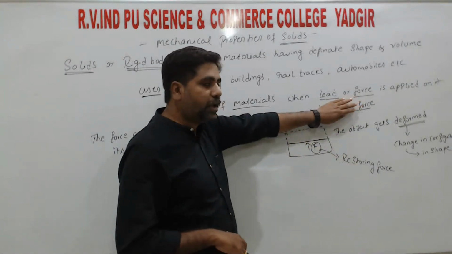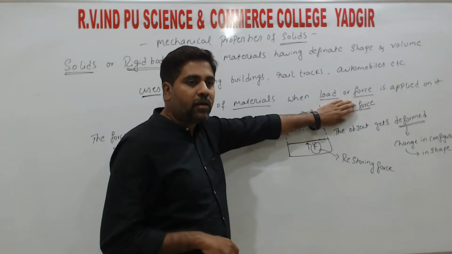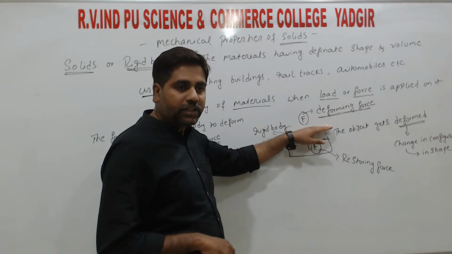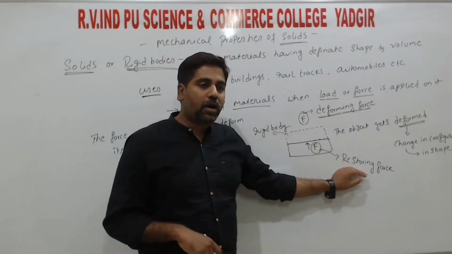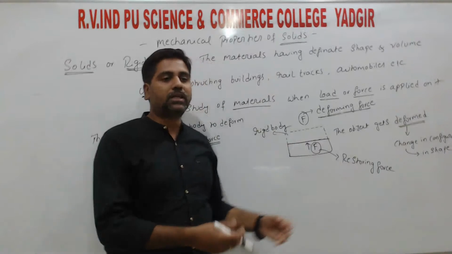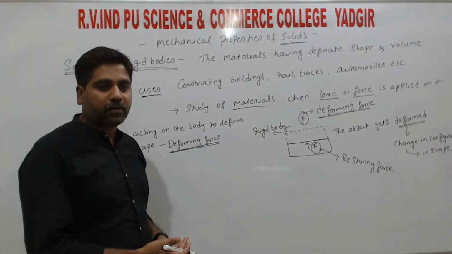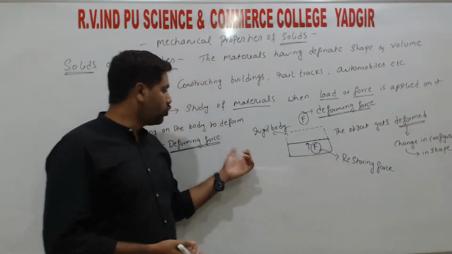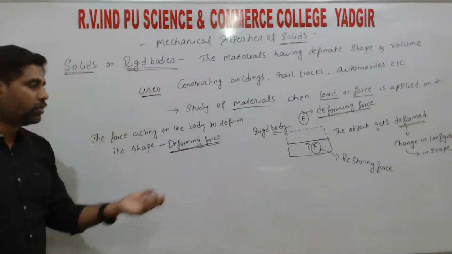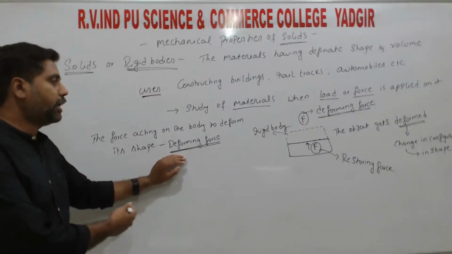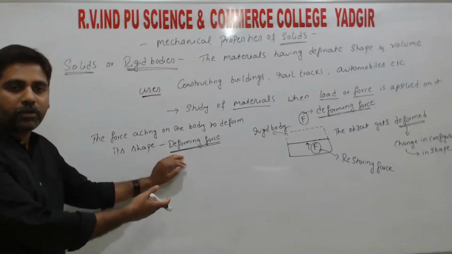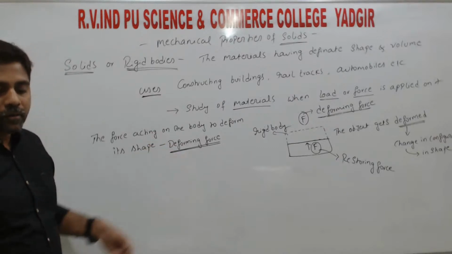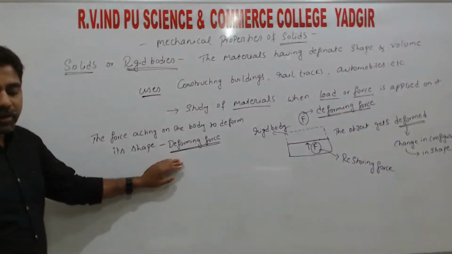So when we remove the deforming force on any object, then the object attains or gains the original configuration, then that force we call as restoring force. So original shape ಬರೋದಕ್ಕೂ ಕೂಡ ನಮಗೆ force required ಆಗಿರುತ್ತೆ, so that force we call restoring force. So these are the two important definitions. ಇದನ್ನ ನಾವು ತಿಳ್ಕೊಳ್ಳೋದು. Even exam ಅಲ್ಲಿ ಕೇಳೋದಿಲ್ಲ, but we need to know the meaning of deforming force and restoring force, right?